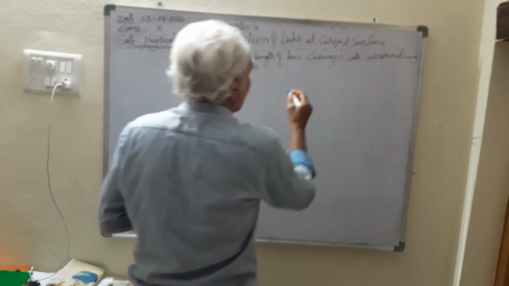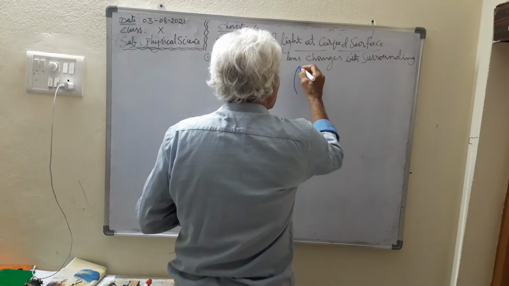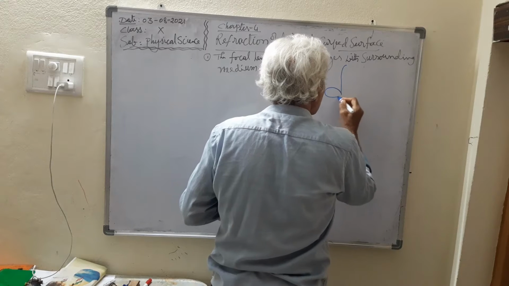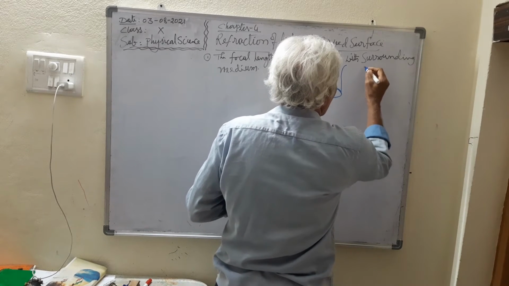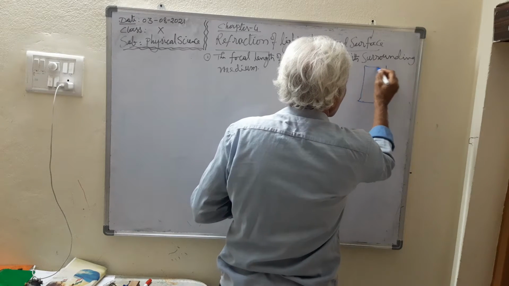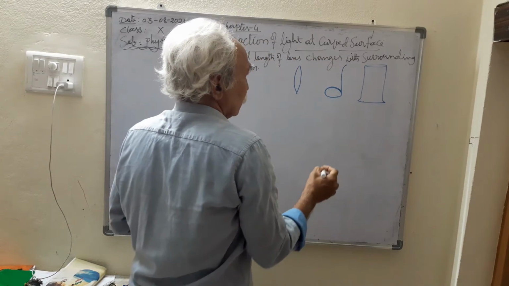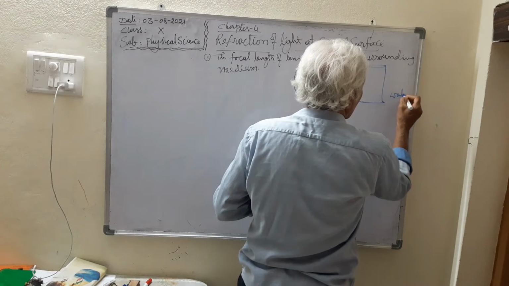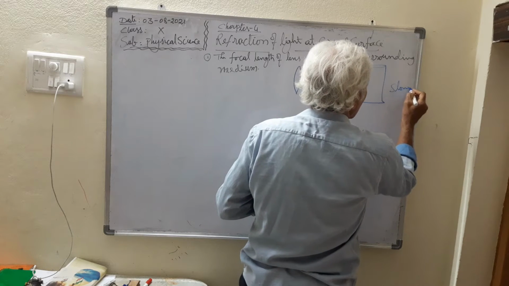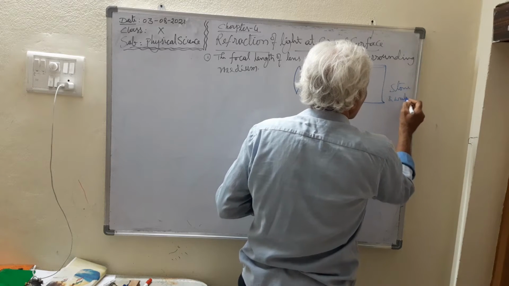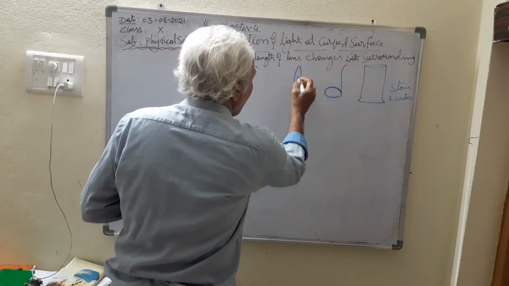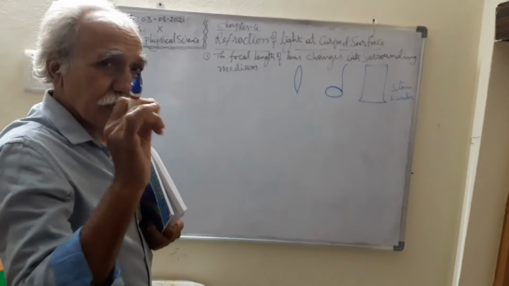For this, first you take one convex lens and a lens holder. This is called a lens holder. You also need a glass jar, water, and one stone. These are the requirements. So first we should determine the focal length of the biconvex lens in air medium.